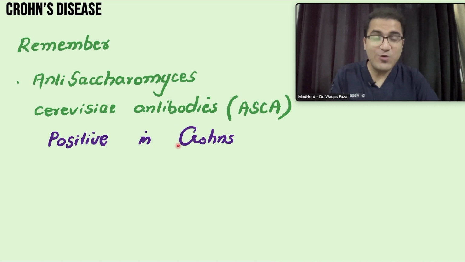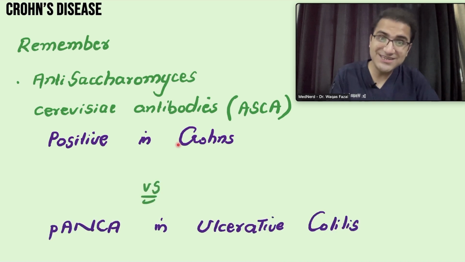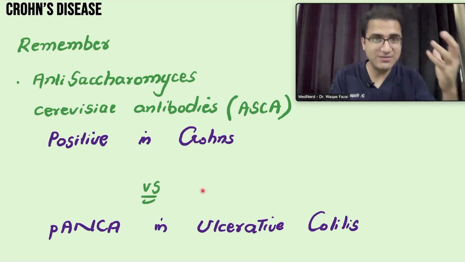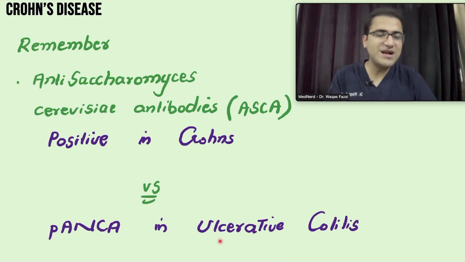Now, do you remember which type of antibody is positive in ulcerative colitis? In ulcerative colitis, P-ANCA is positive. So it is a very high yield point for exams, where they will ask you for P-ANCA positivity in ulcerative colitis and ASCA positivity in Crohn's disease.